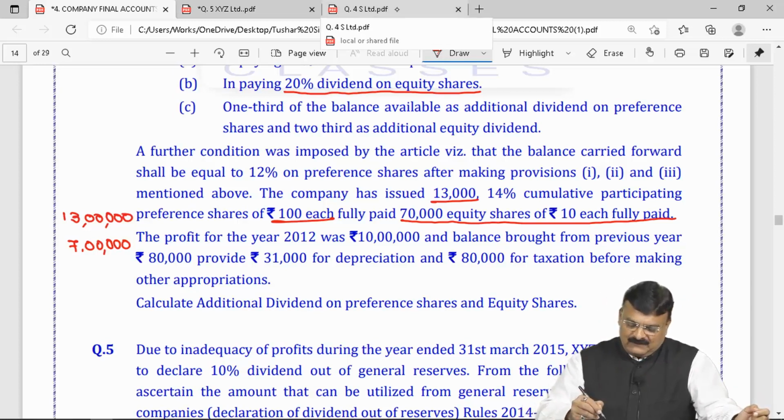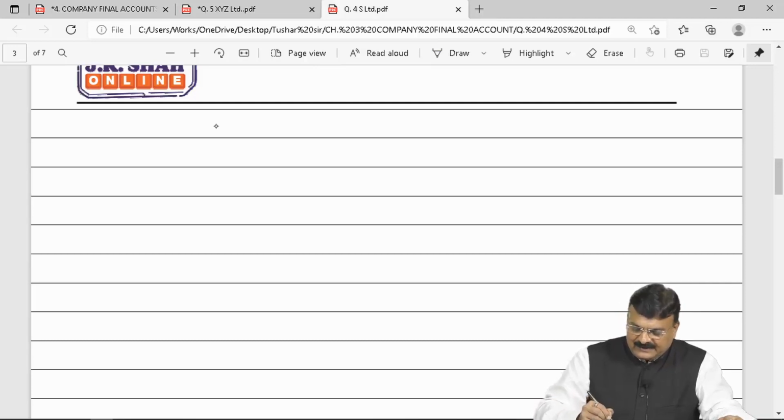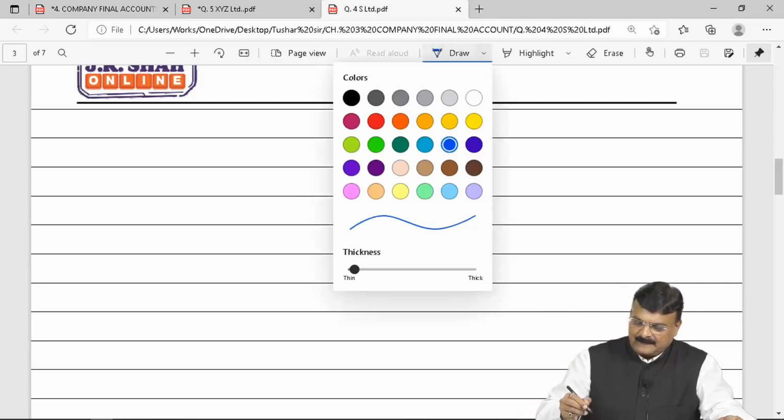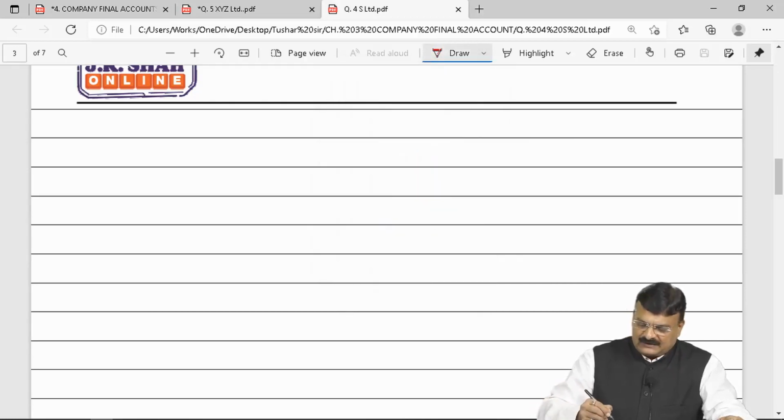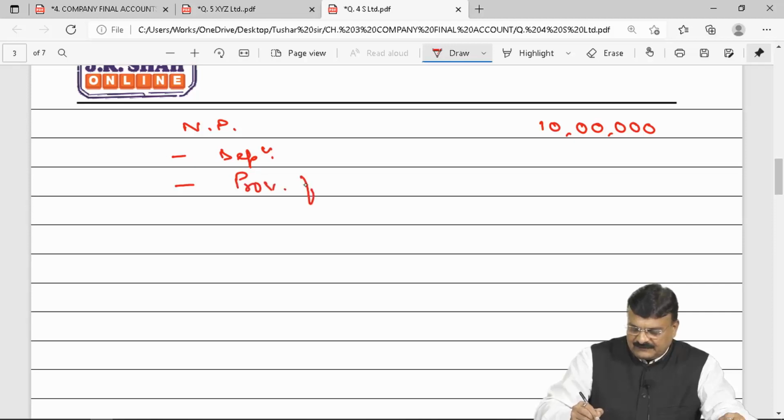Now our basic calculation goes as it is. What is your net profit given? Net profit given is rupees 10 lakhs. Just write it in brief only so that you can get basic guidelines, friends. Okay, the net profit is 10 lakhs. This net profit is subject to depreciation and provision for tax.